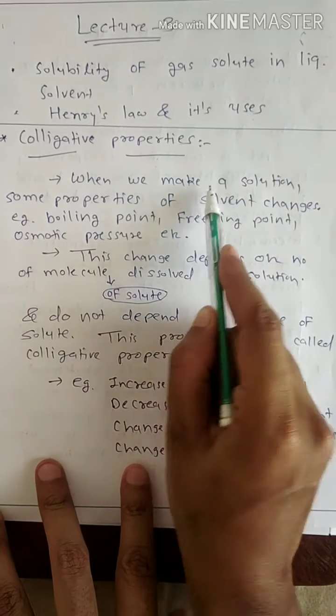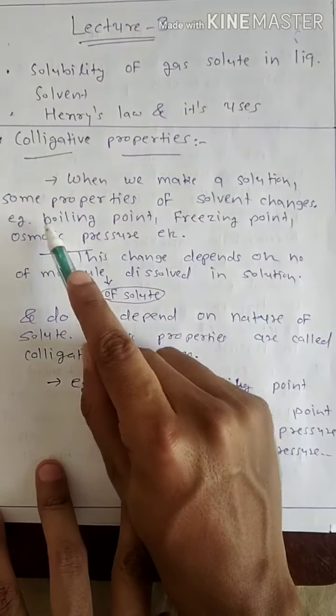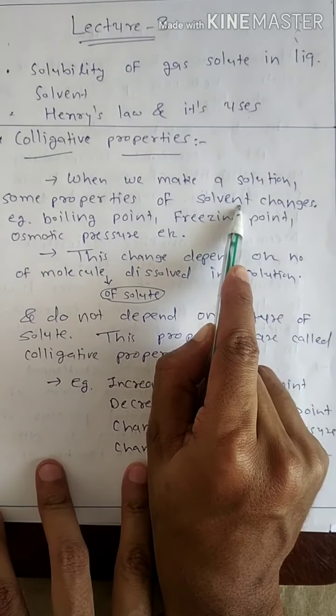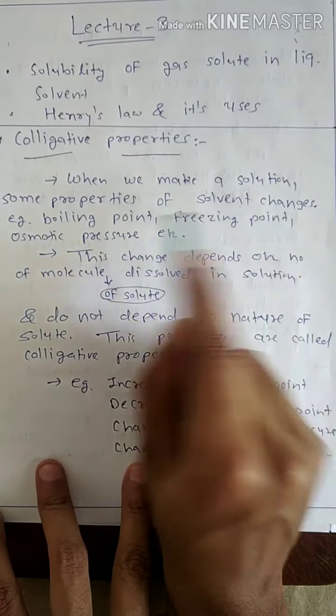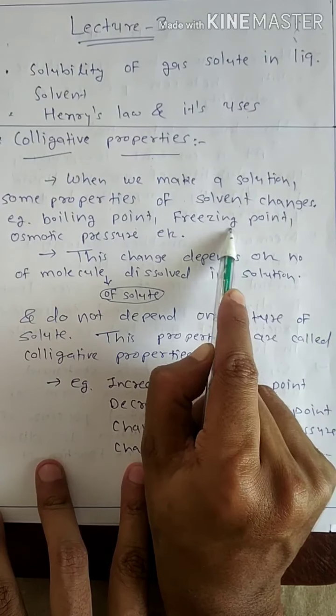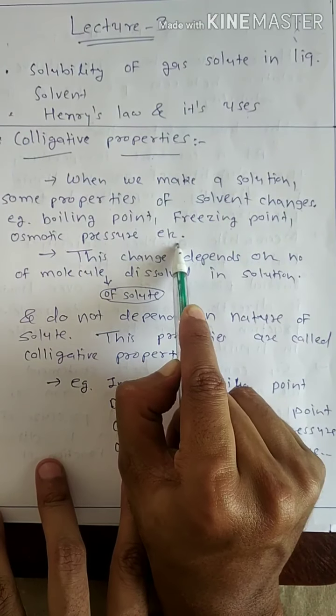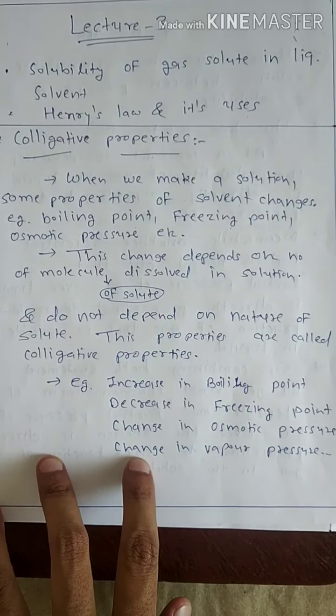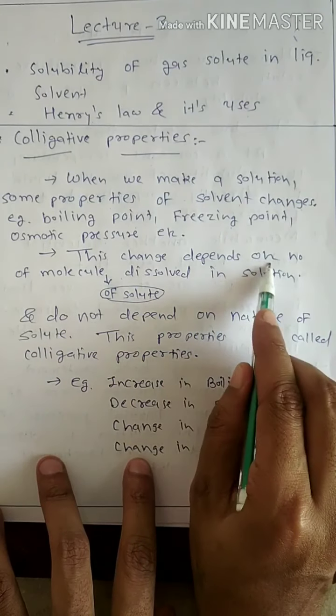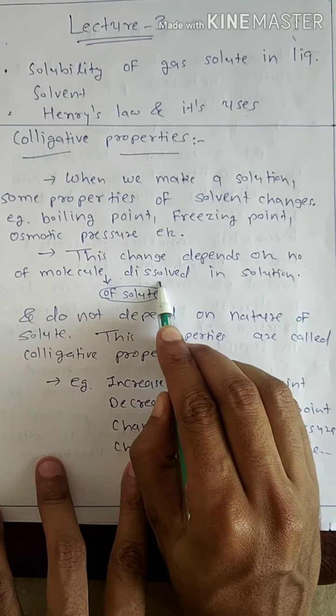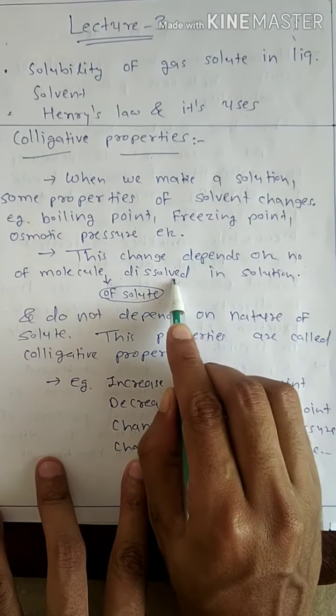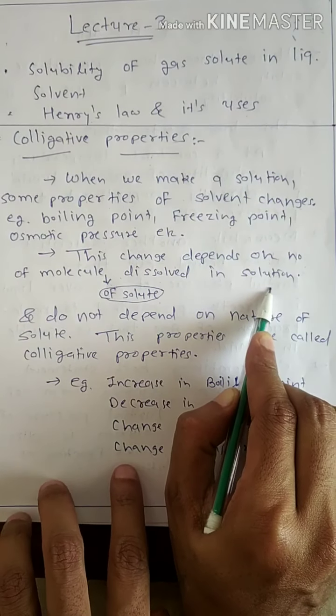Now look here. When we dissolve, we make a solution. Some properties of solvent change. Example: boiling point, freezing point, osmotic pressure, etc. This change depends on number of molecules of solute dissolved in solution.